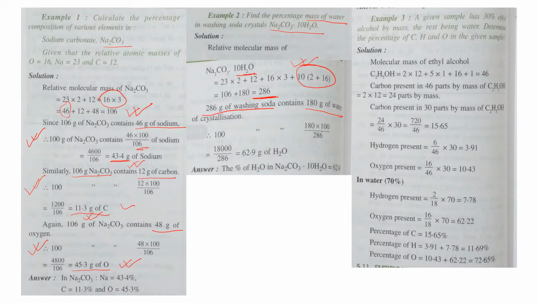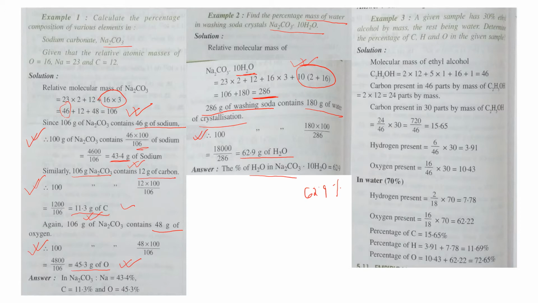So it is 180 gram of water of crystallization. Now find out for 100. 100 gram of washing soda contains 62.9 gram of H2O. So my percentage of H2O in Na2CO3.10H2O is 62.9%. Am I clear? Now come for the third example.